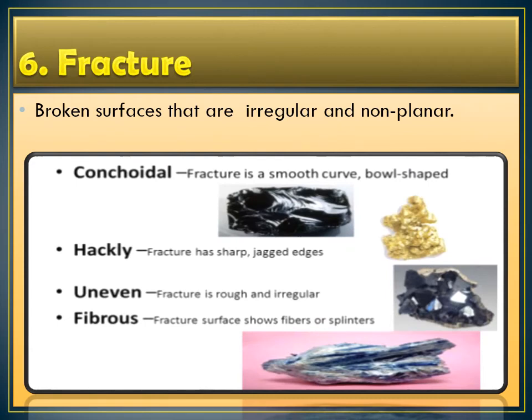The first picture of a mineral here shows a conchoidal shape. It has a smooth curve and bowl-shaped structure. The second picture shows a hackly structure. It has sharp and jagged edges. The third picture of a mineral here shows rough and irregular surfaces. They are called uneven. And the last picture shows fibers or splinters, that's why they are called fibrous.